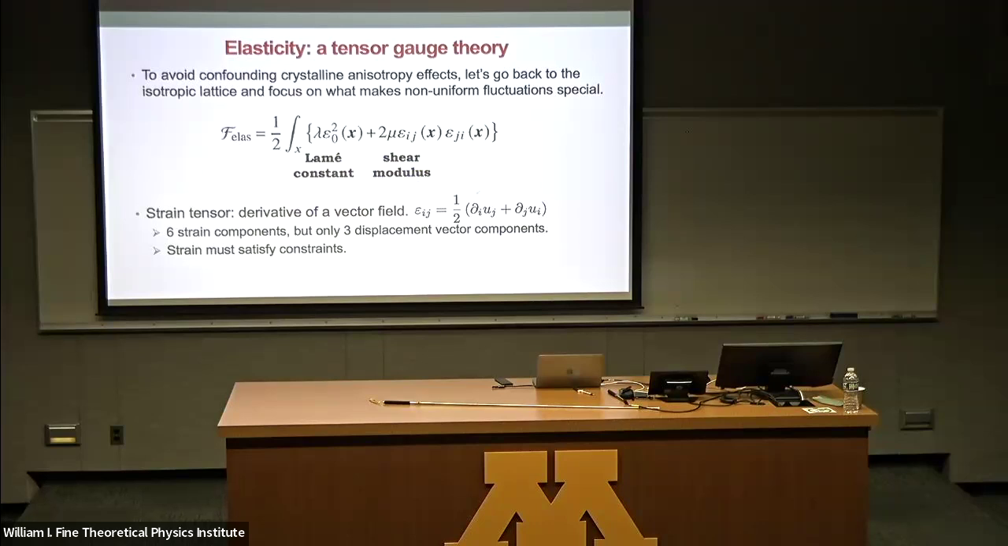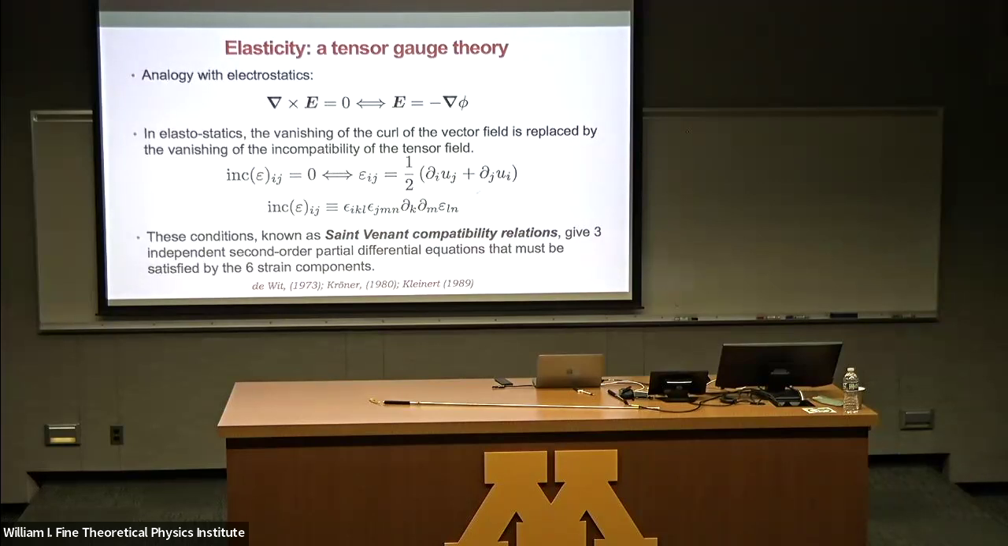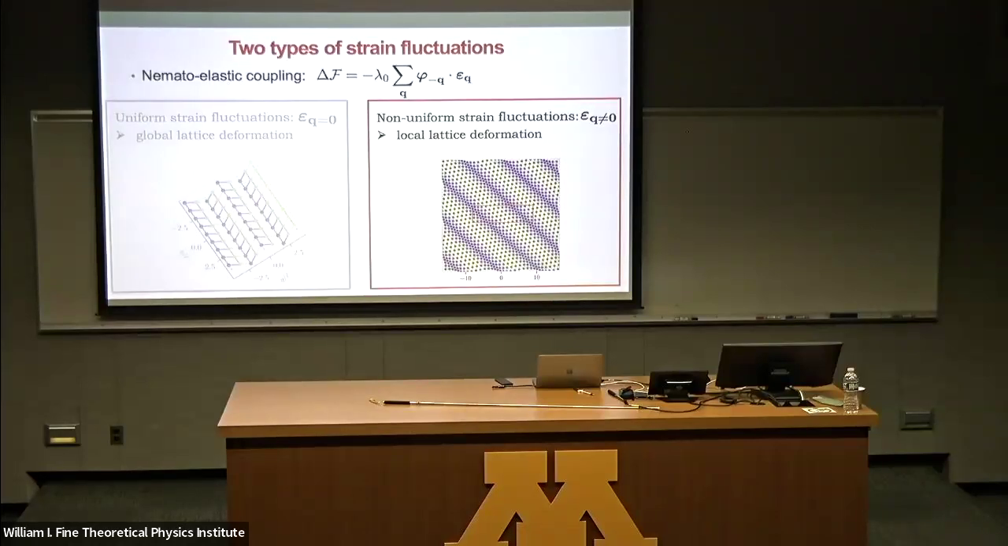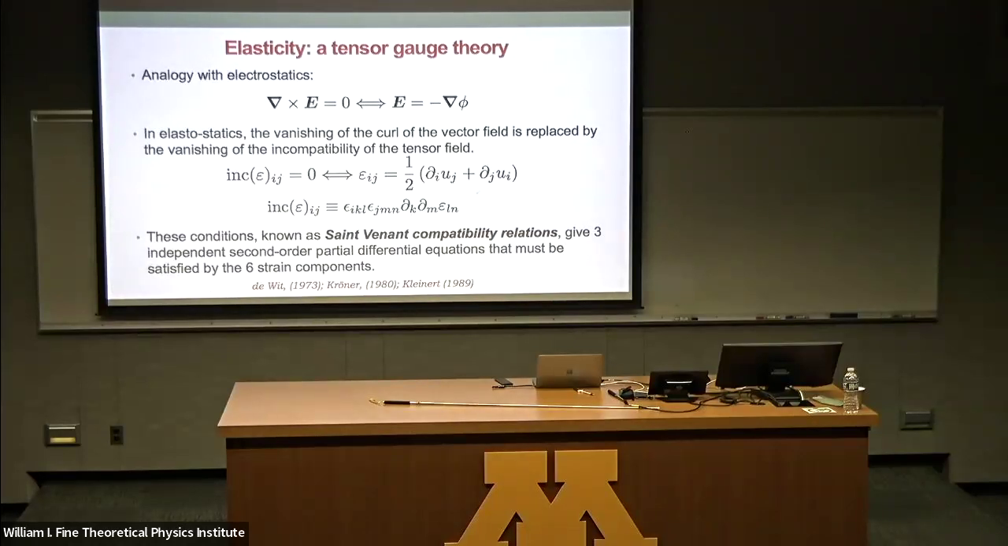And you're already going to see here what makes the non-uniform fluctuations, the ones that depend on position, special. We write down strain as derivatives of a vector. So the vector has 3 components, but this tensor here has 6. Clearly, I'm counting more than I need. And that's not surprising, because I'm taking full derivatives of a vector field. When you write down elasticity, this is a tensor gauge field theory.